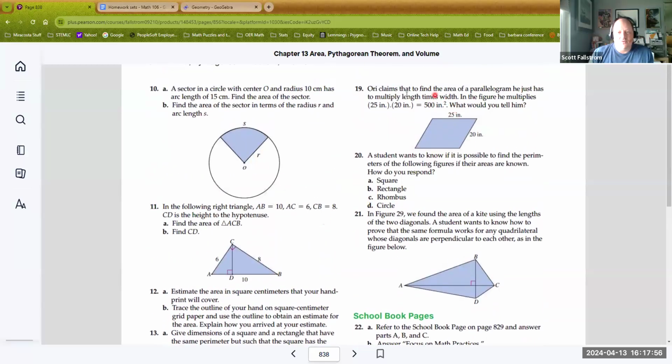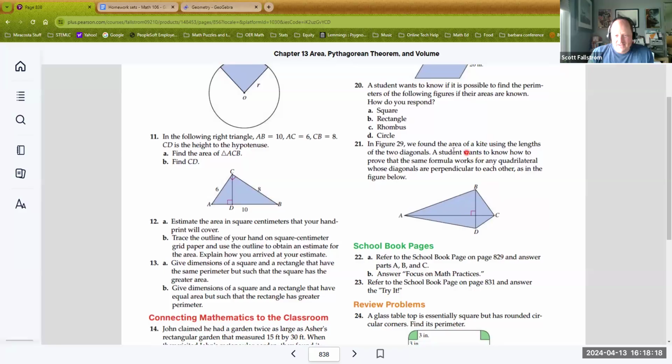And up here, 19, Ori claims to have found the area of a parallelogram, and you just multiply the lengths. Perfect. What would you tell him? Is he correct that this is indeed the area, or what would you say based on what you can see in this picture?